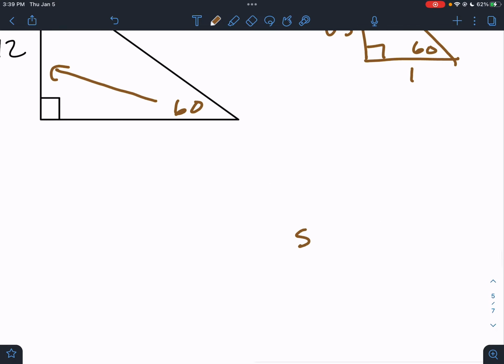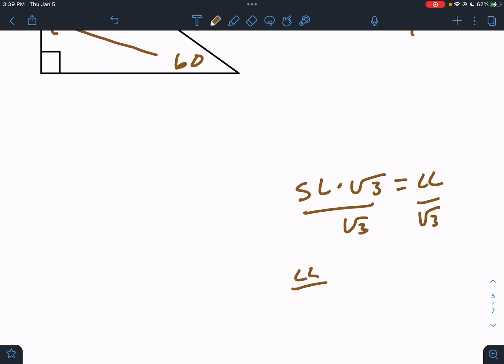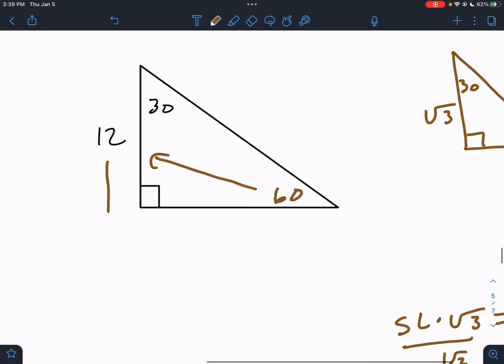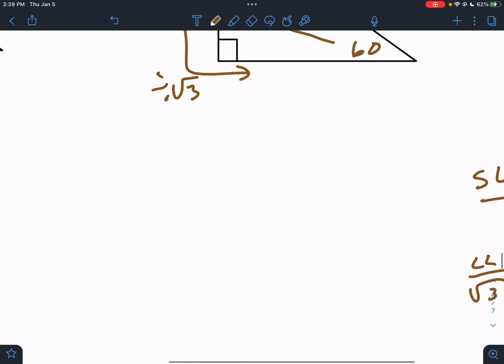Well, let's see. If the short leg times the square root of 3 equals the long leg, could I divide both sides by the square root of 3? Yeah. That means that the long leg divided by the square root of 3 equals the short leg. So if we take the 12 and we divide by the square root of 3, we will have the short leg. Well, that's a little bit more work.